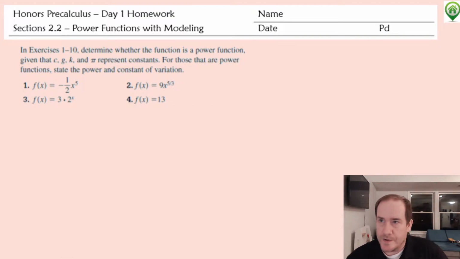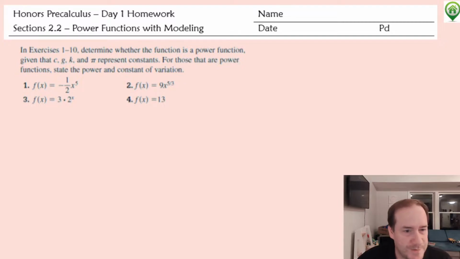Hey class, it's, what is it? It's the day one homework from topic two. That's what it is, and we'll go right into it. This is back in the power function stuff.